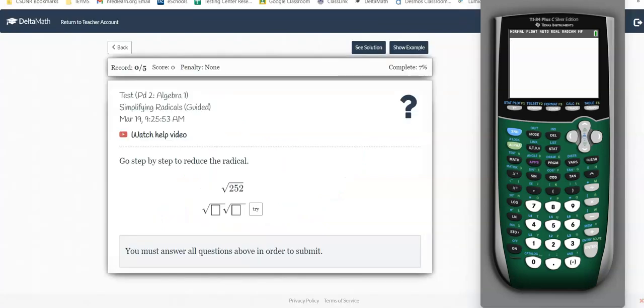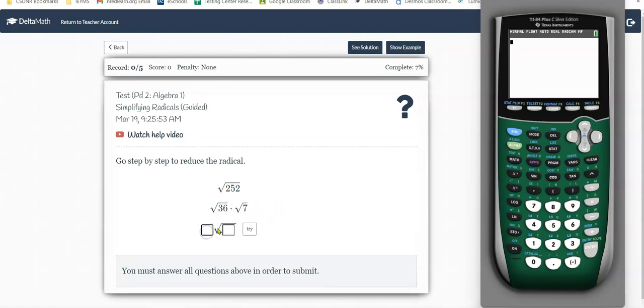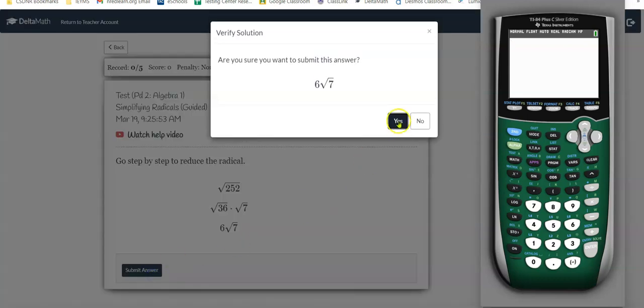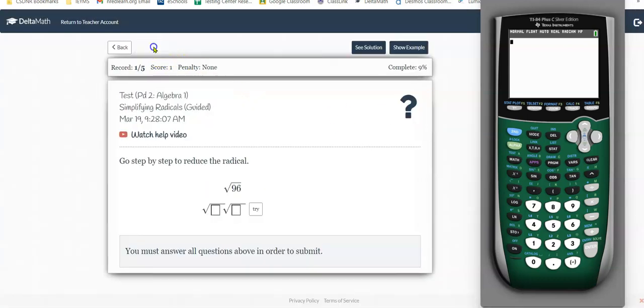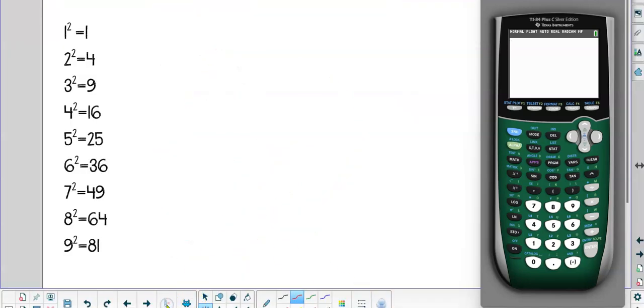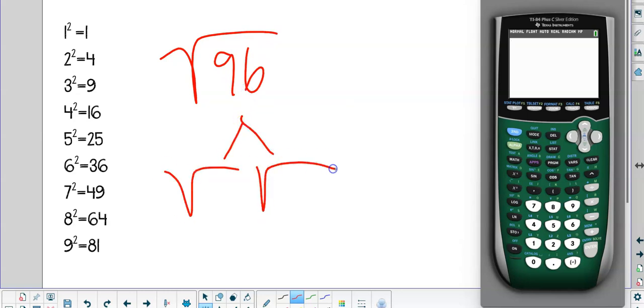Back to the question. We're going to type here that we chose 36 and 7. Then we're going to find the square root of 36 and leave the square root of 7. And now we can submit it. Let's try that one more time. Square root of 96. I'm going to go back to my perfect squares here. Square root of 96. Well, something times itself has to be 96. And we know that there is no perfect square for 96 because the next one here would be 100, right?